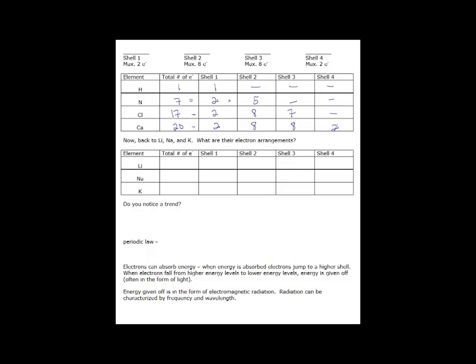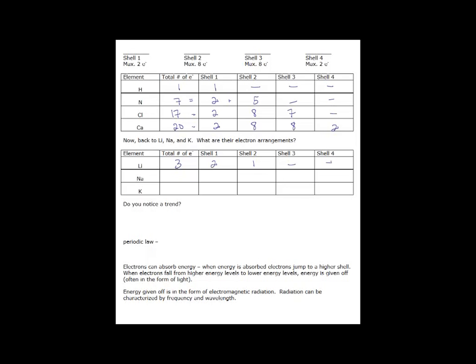Now let's go back to lithium, sodium, and potassium and figure out their electron arrangements. So lithium has a total of 3 electrons. In order to come up with that electronic arrangement, we're going to park 2 electrons in shell 1 and 1 electron in shell 2. So that's the arrangement. None in 3, none in 4.